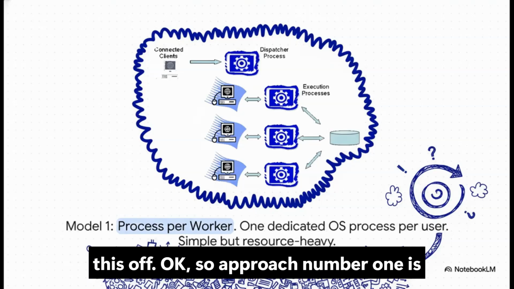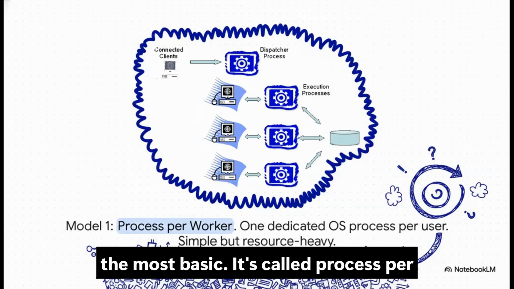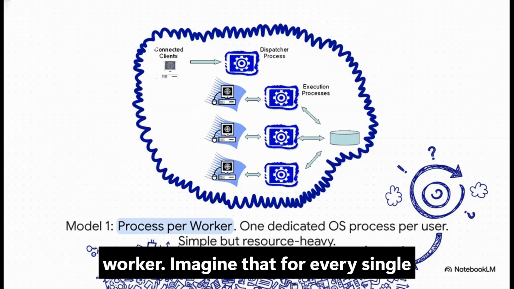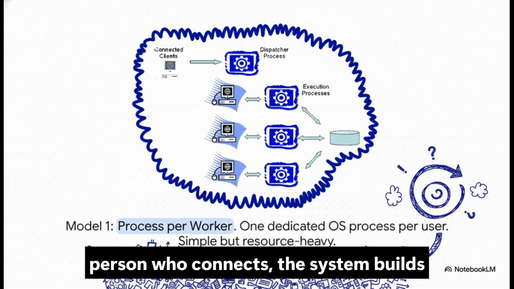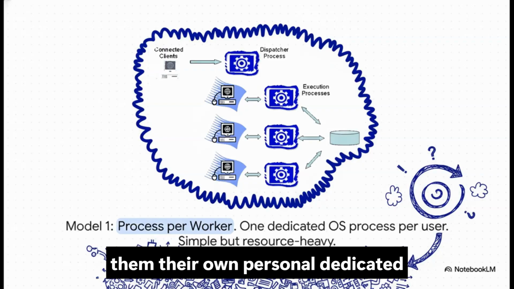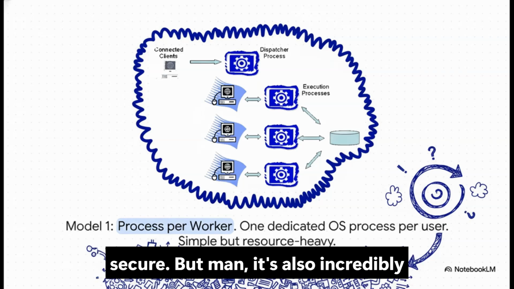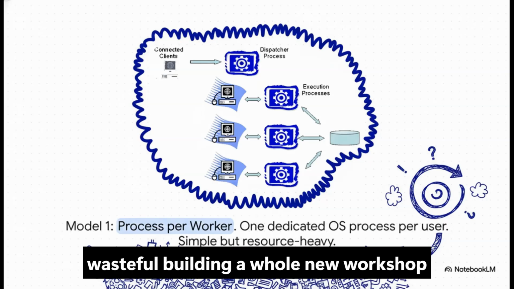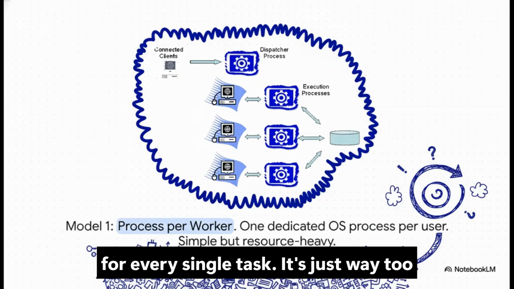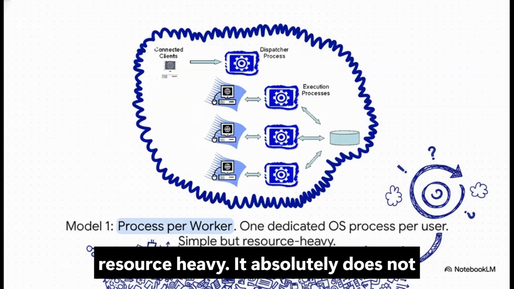Okay, so approach number one is the most basic. It's called process per worker. Imagine that for every single person who connects, the system builds them their own personal, dedicated workshop. It's really simple and super secure, but man, it's also incredibly wasteful. Building a whole new workshop for every single task, it's just way too resource heavy. It absolutely does not scale.